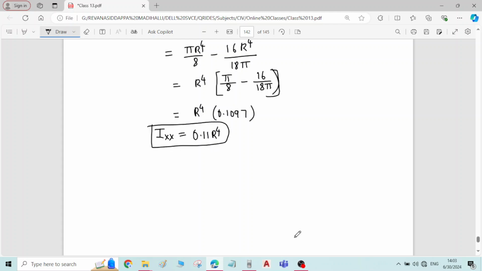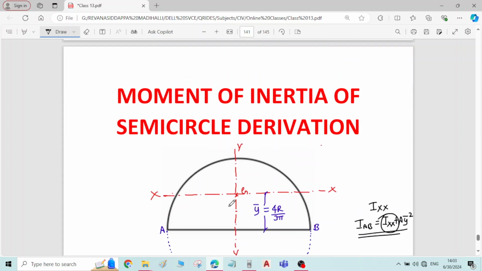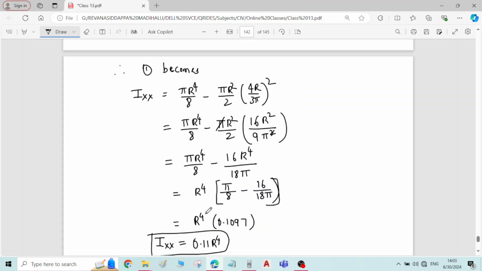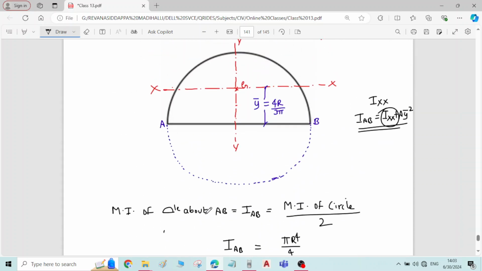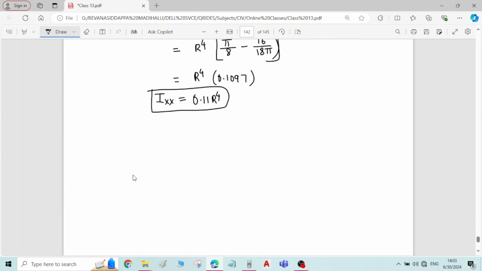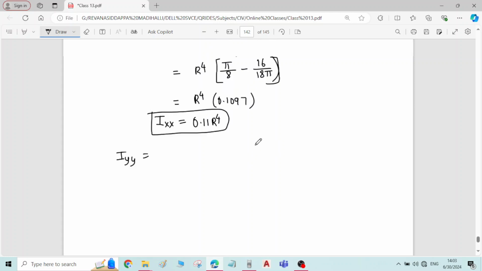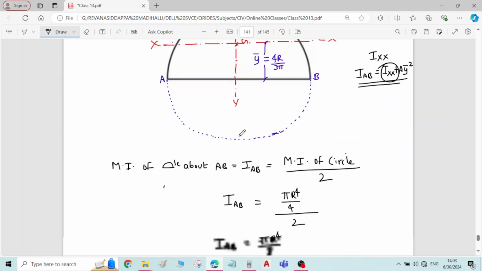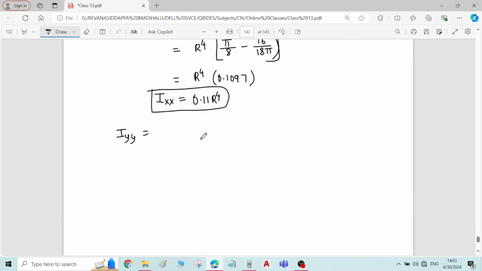Okay, so for semicircle, moment of inertia about this x-axis, which is parallel to the diameter, is 0.11 r to the power of 4. Okay, now we got the expression for Ixx, and moment of inertia about y-axis is equal to directly half of moment of inertia of the circle. Okay, half of, or moment of inertia of circle divided by 2.